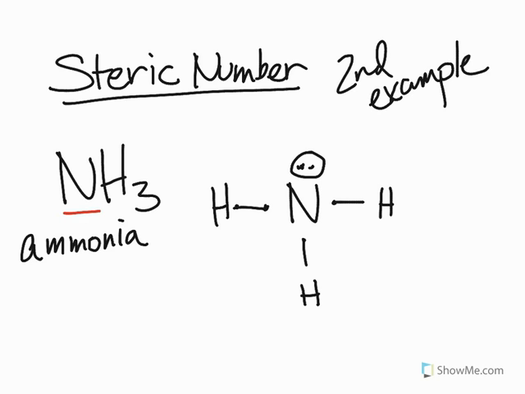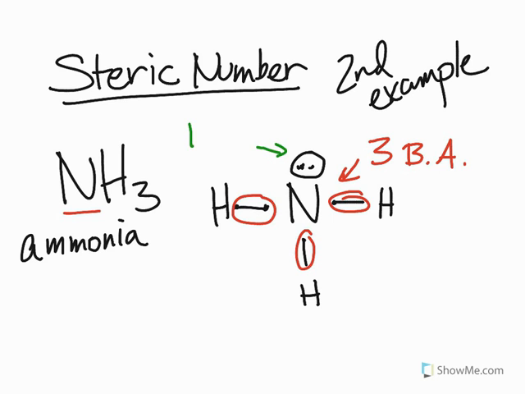Now, let's figure out what the steric number of this molecule would be. Since we know that nitrogen is our central atom, let's count the bonding areas around it. Nitrogen has 3 bonding areas. One right here, one right there, and one right here. Now, how many lone pairs would this have? Well, here's the lone pair right here. So it happens to have 1 lone pair.